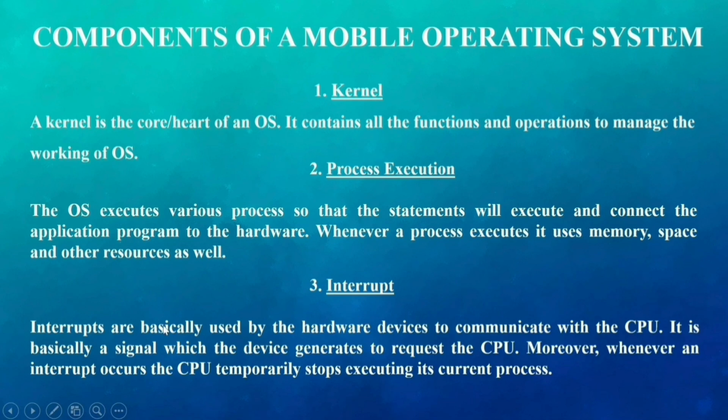Third is interrupt. Interrupts are basically used by the hardware devices to communicate with the CPU. It is basically a signal which the device generates to request the CPU. Moreover, when an interrupt occurs, the CPU temporarily stops executing its current process.